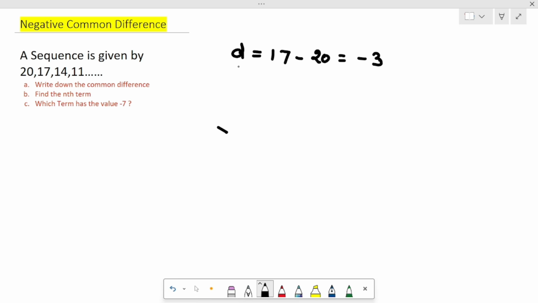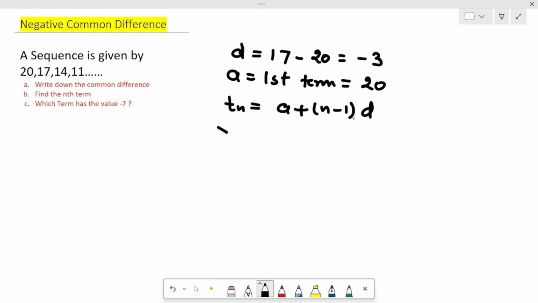First question is easy. Now the second, they are asking about the nth term. So in order to get the nth term, you have to write the first term. As the name suggests, the first value is the first term. So what is the first value of the sequence? It is 20. So I'm going to write here 20. Now the nth term formula we already discussed in the previous question, which is going to be Tn is equals to A plus n minus 1, in brackets, into D.